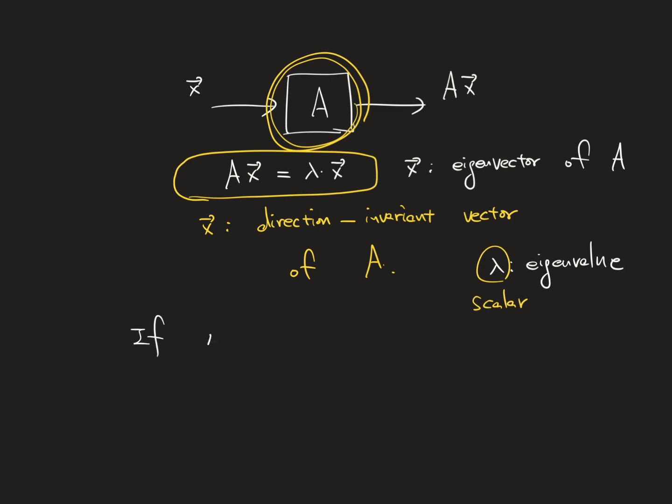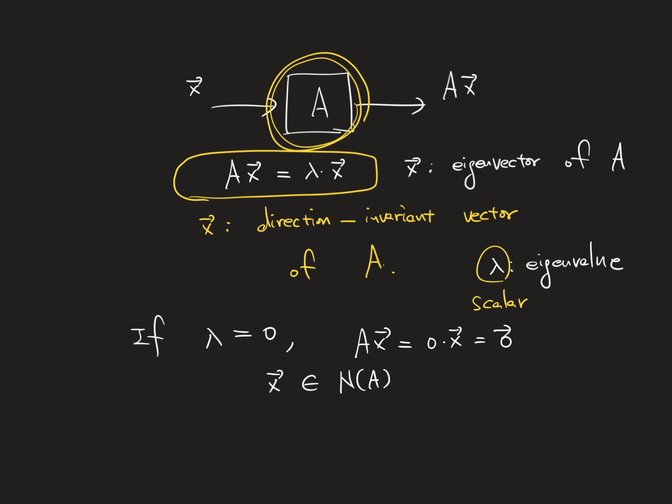If the eigenvalue is equal to 0, in that case, Ax vector is 0 times x vector, which is the 0 vector. And then x vector is in the null space. So now I know that if the eigenvalue is 0, any non-zero vector in the null space will be an eigenvector for the eigenvalue 0.